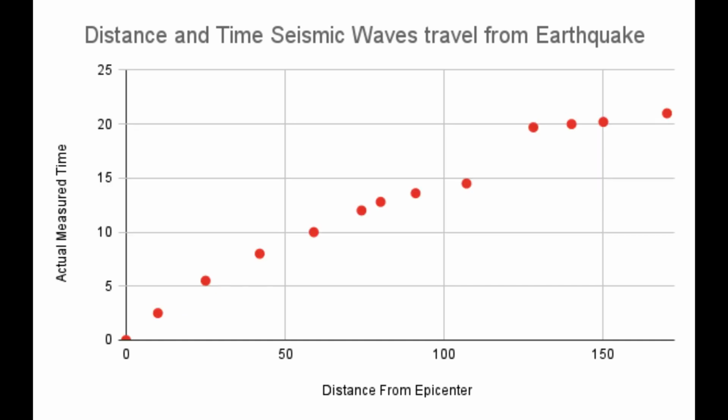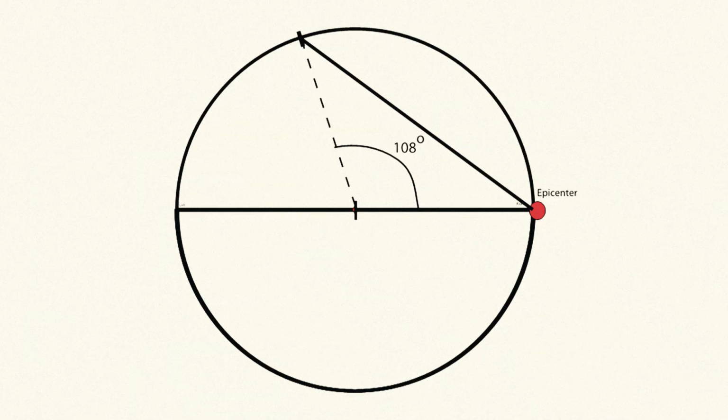But that's not what the waves do. They move as predicted at first, but then the patterns become uneven. If we measure the geocentric angle from the epicenter to the anomaly in the data, we find that the wave seems to deflect at an unexpected angle.